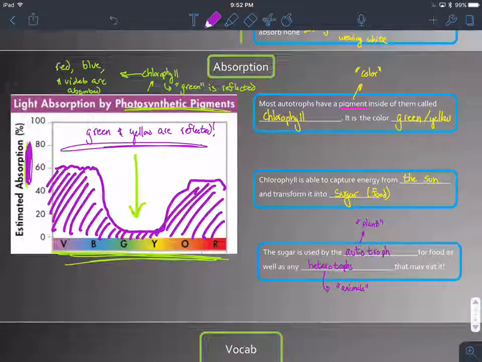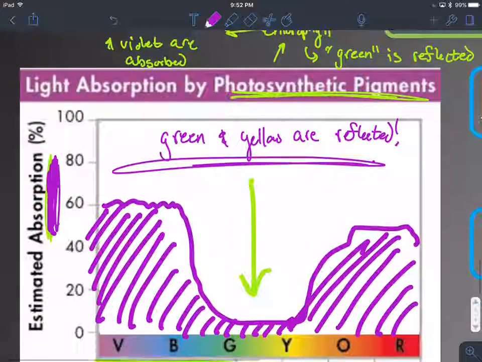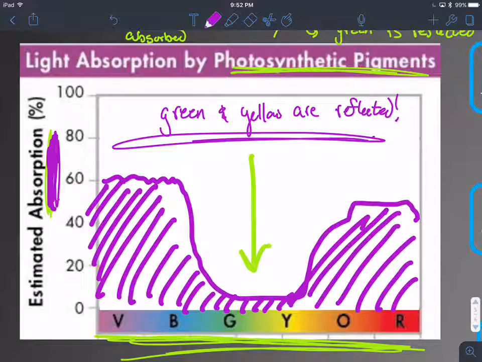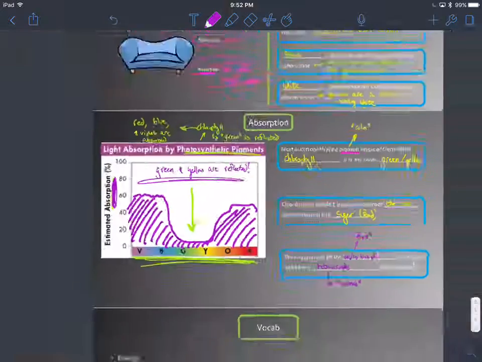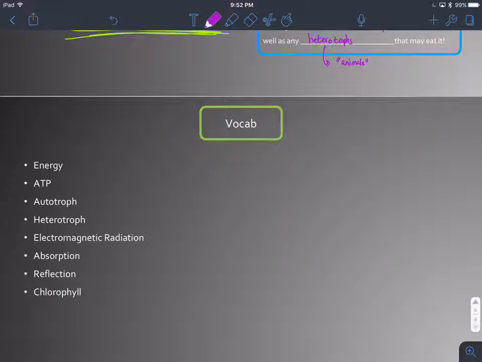And please, if you have any questions on this graph, just ask. It makes a lot of sense, and it's something that's going to be very important for you going forward. But for right now, just fill out this vocab and move on to group work.